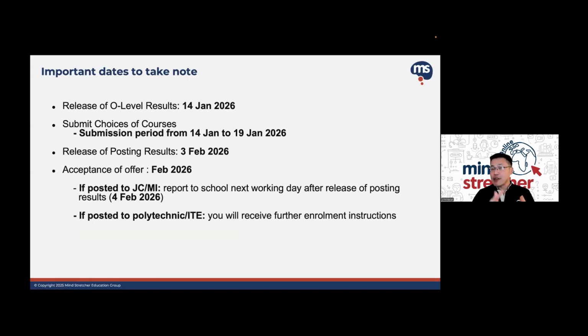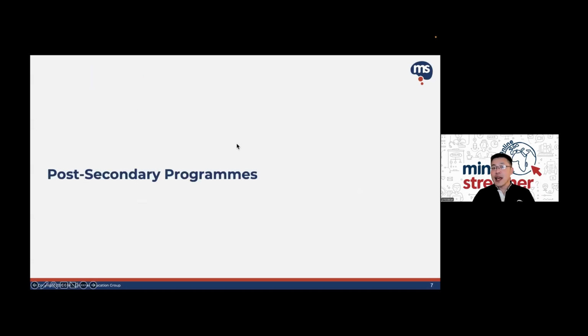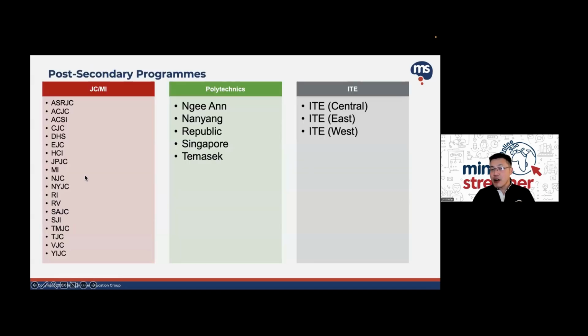After you have submitted, the posting results are released on 3rd Feb. If you get admitted to JC or MI, you will report to school the next working day after the release of the results, which is 4th February. In today's session, we'll be focusing on that first pillar, specifically the JC and the MI. For those of you who want to know more about Polytechnic, we will have a session tomorrow morning.